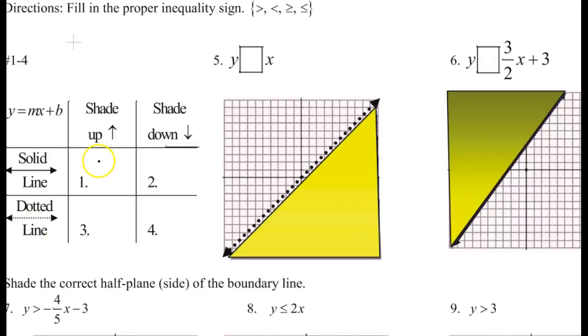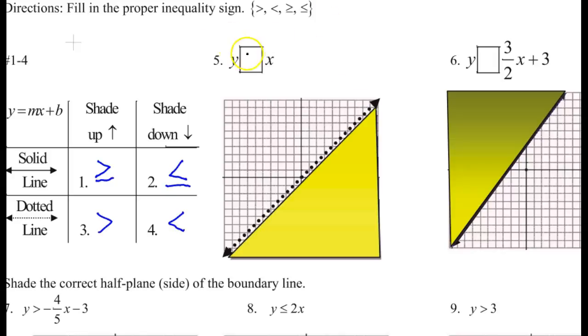Alright, so we know the shade up is a greater than or equal to. Shade down is less than or equal to. Shade up with the dotted line is just greater than. And shade down with the dotted line is less than.